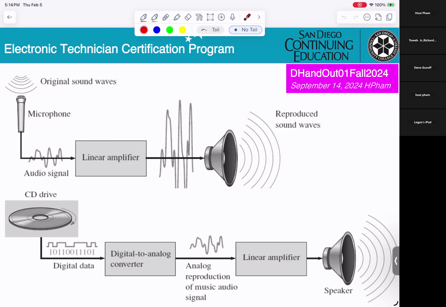Okay, the first one, in Electronic Tech 1, we already learned about anything regarding analog signal. Like you learn about diode, transistor, amplifier, even how they can amplify, or bipolar transistor.